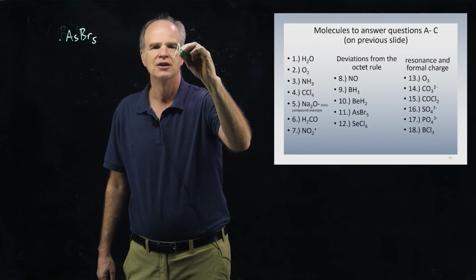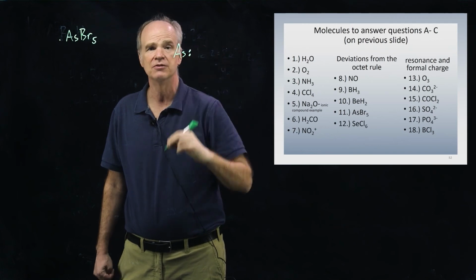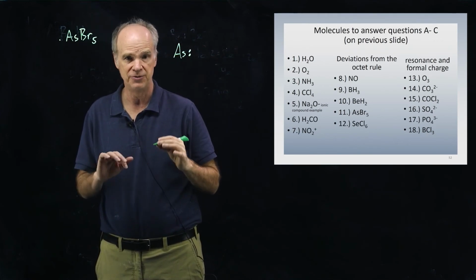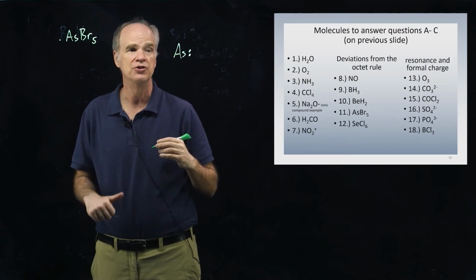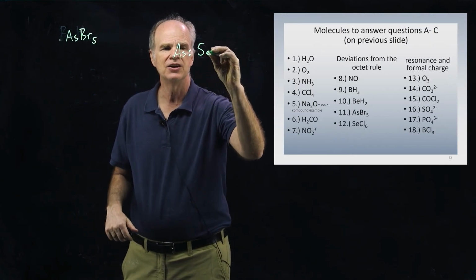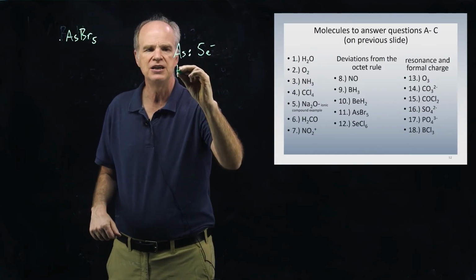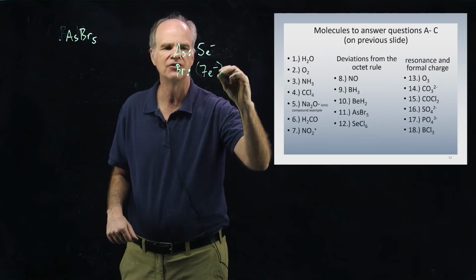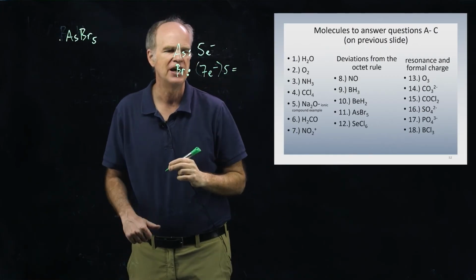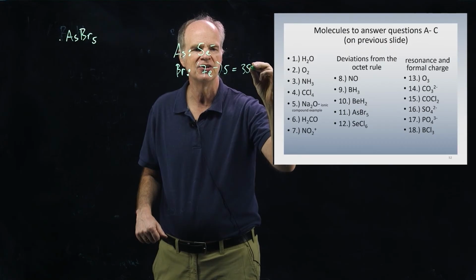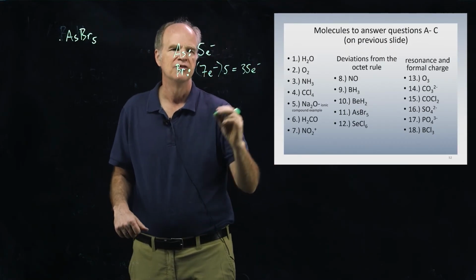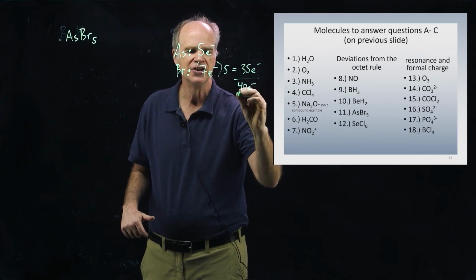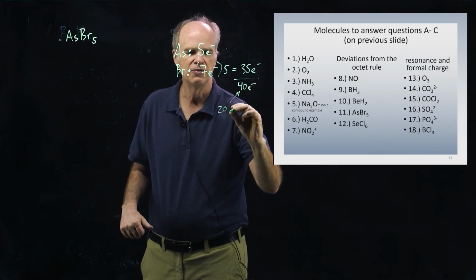So arsenic has, you can look it up, it's in group 15, or group 5, depending on the naming system you use. So it has 5 valence electrons. Bromine has 7 valence electrons, and there are 5 of them here. So we have a total of 35 valence electrons contributed by bromine, 5 from arsenic. So there's a total of 40 electrons, and then there are going to be 20 pairs.